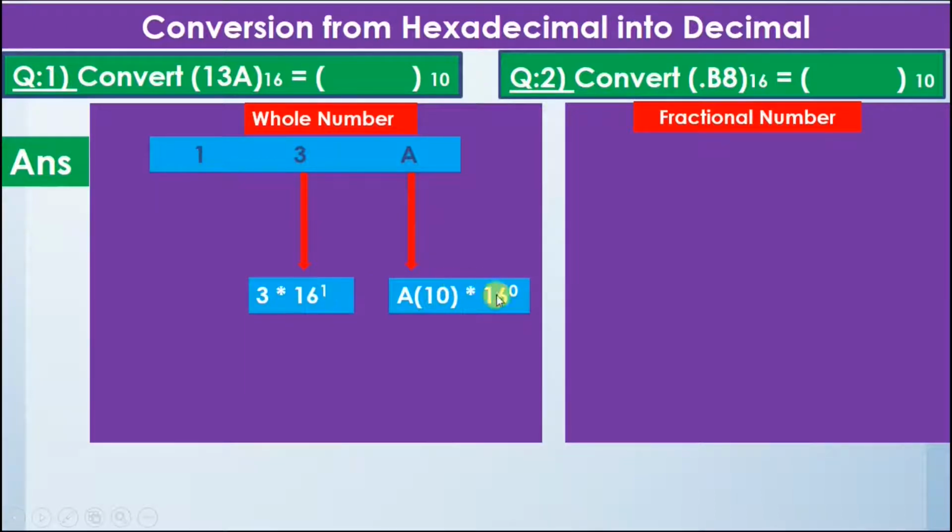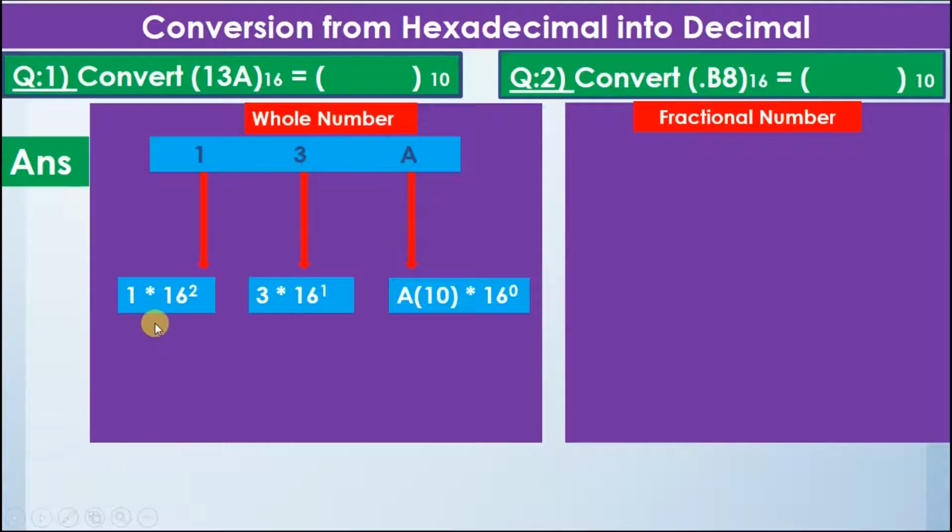So again, the powers start from 0 and increase by 1 while moving towards the left. So we will multiply 3 with 16 raised to power 1. Next, we will take the digit 1 and multiply it with 16 raised to power 2. So can you tell me why we are using the number 16? We are using the number 16 because hexadecimal has base 16 and we have to convert a hexadecimal number into decimal.